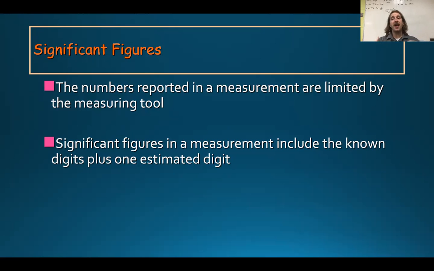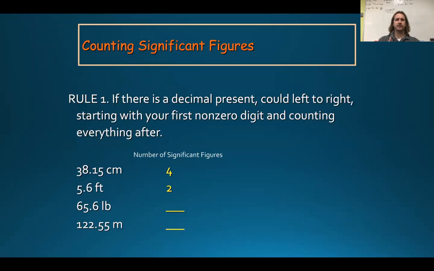But first, we need to figure out how we actually go about finding the number of significant figures. There are two types of numbers. The first type is if there is a decimal present. If you have a decimal present in your number anywhere, you're going to count from left to right, starting with the first non-zero digit and counting everything after.